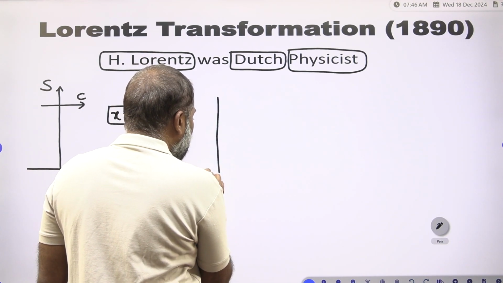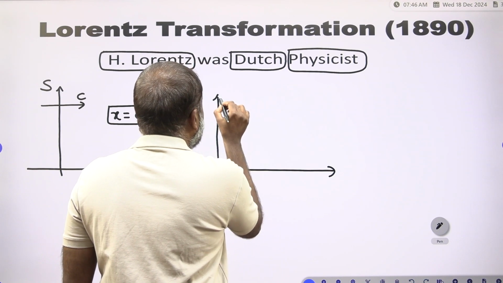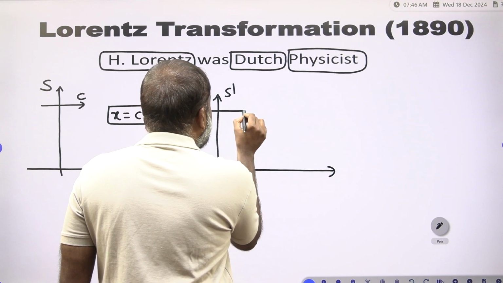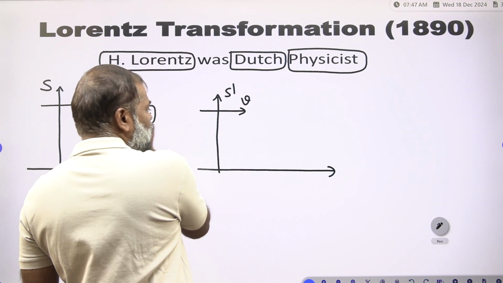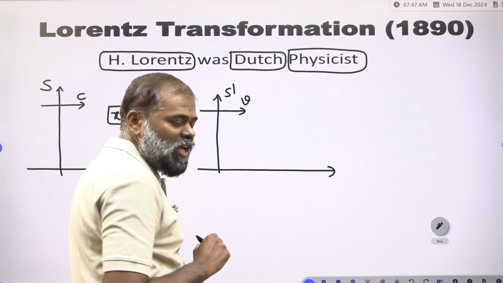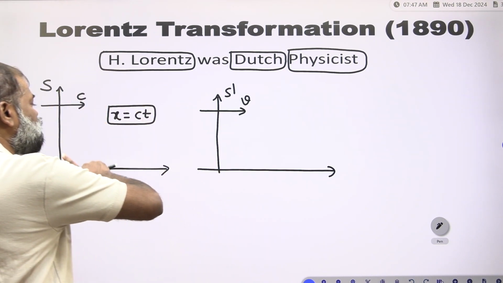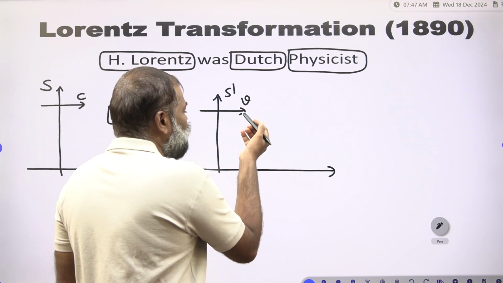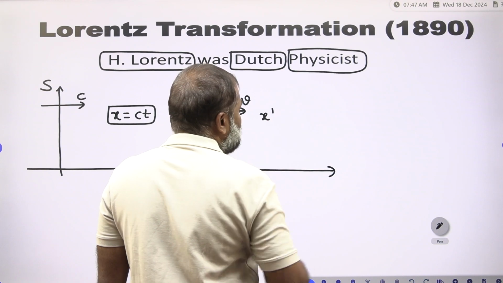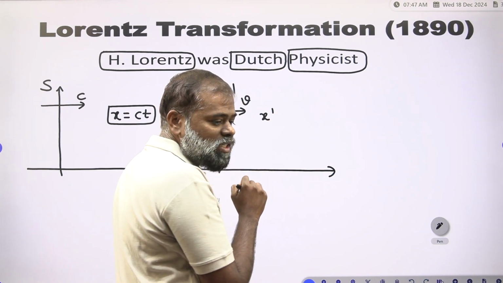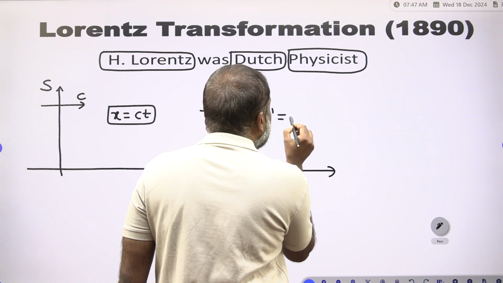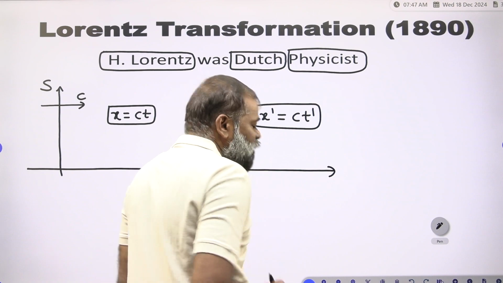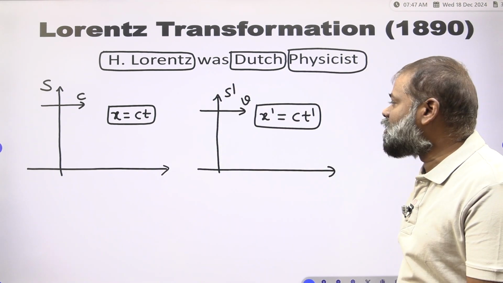Right. One more frame is there. That frame is the S dash frame. This S dash frame is moving with respect to the S frame with velocity v. So, therefore, the position of the S dash frame is equal to c into t dash, we have to consider.